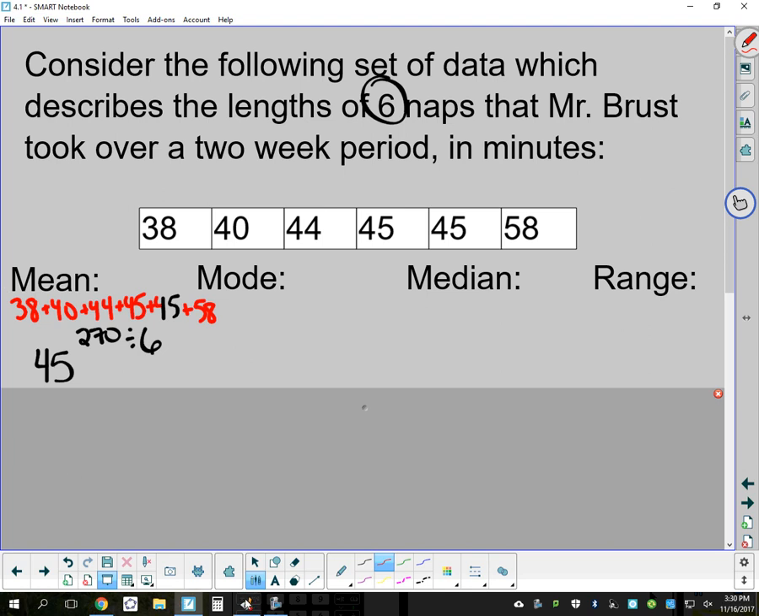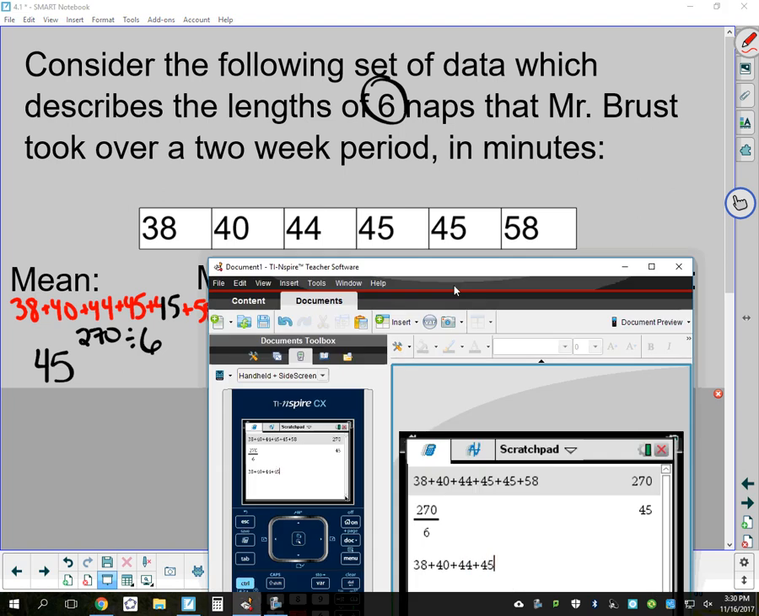Notice how I did that in my calculator. What would happen if I did it all in one step? 38 plus 40 plus 44 plus 45 plus 45 plus 58 divided by 6. Think I'll get the same answer or a different answer? Different. 665 over 3 is not 45. Why am I getting a different answer? Look what the calculator did. We want to add up all of the numbers, take that sum divided by 6. But if you type it all in at once, your calculator is going to do order of operations. It's going to do the division first, and it's only going to divide the very last number. So if you want to do it all in one step, you need to use parentheses.